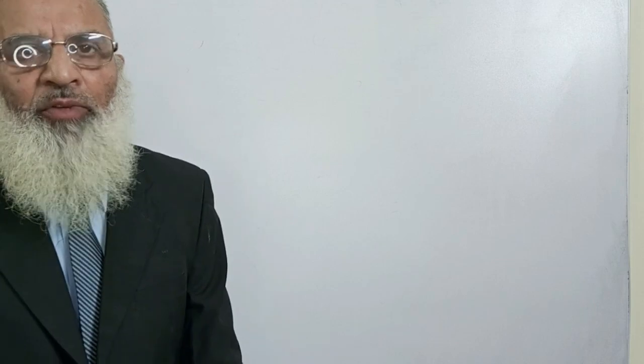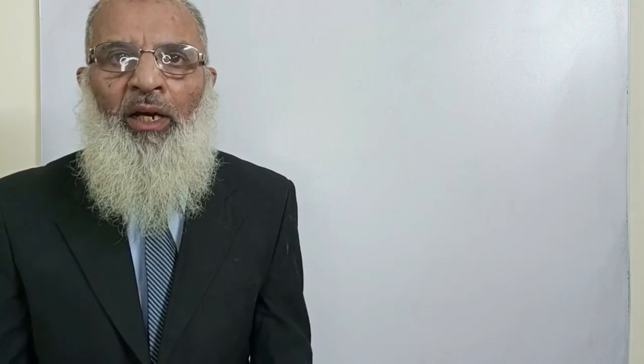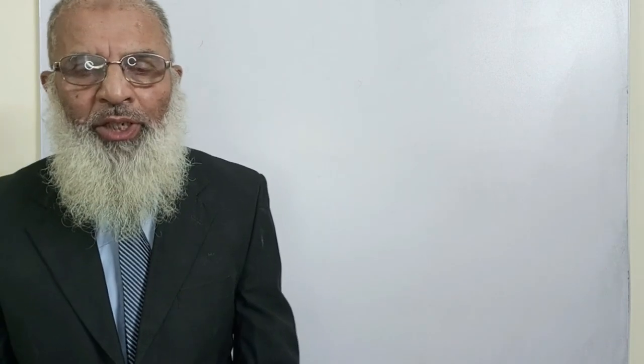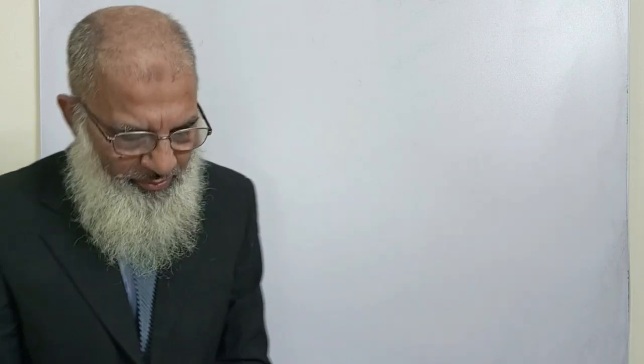You know that we are doing this book, and nowadays we are working upon statistics, how to collect data, how to organize it, how to represent it, and how to display it. We have already done 3 exercises in this context, and we are doing exercise and some examples in exercise number 4, 4.4. Our today's first topic will be stem and leaf diagram.